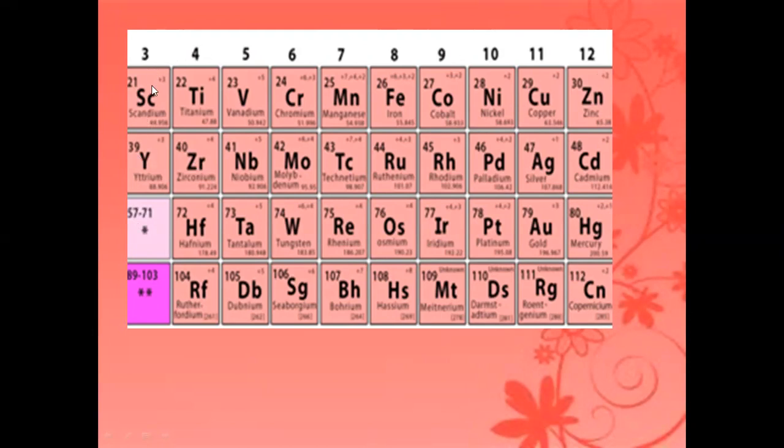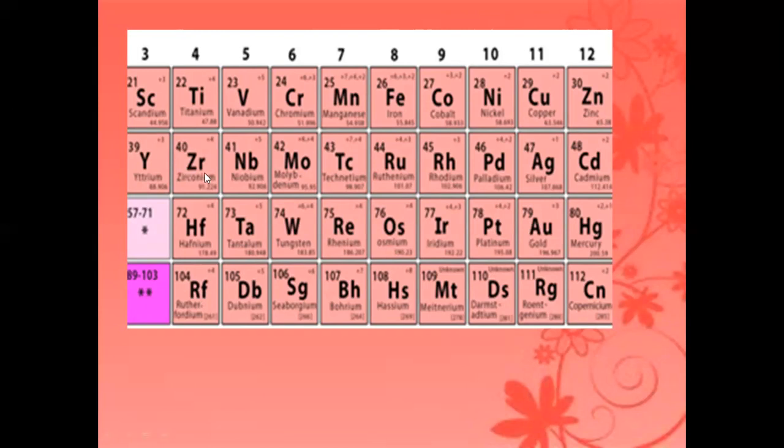From the element scandium, atomic number 21, up to the element zinc, atomic number 30, we call it the first transition series, otherwise the 3D series. Why we call it the 3D series means the electrons enter into the 3D orbital.